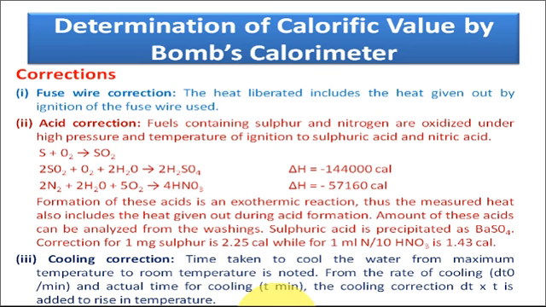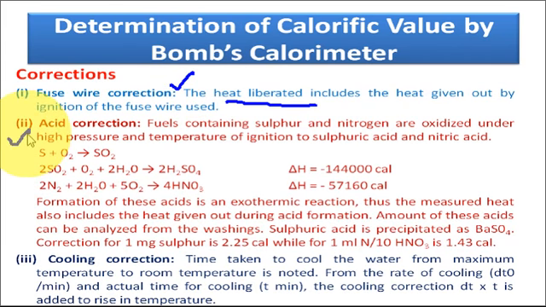First is the fuse wire correction. What is the fuse wire correction? We know the magnesium fuse wire is used to provide the ignition temperature to the fuel sample. But the heat liberated due to the burning of the magnesium fuse wire also adds to the heat given out by the fuel. So it must be subtracted from the total heat calculated, because magnesium fuse wire burning is not the combustion energy of the fuel. That's why it must be subtracted from the total heat value we calculate.